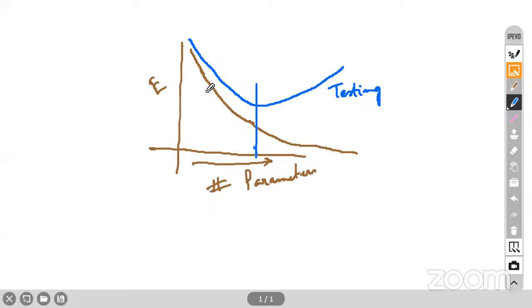When you increase your parameters in the training data set, the error will keep getting smaller, because it is getting overfitted. But in the testing data set it will not work, because with those parameters there is a lot of overfitting. The model is tuned to the training data and will not recognize the data in the testing data set properly, so the error will shoot up.